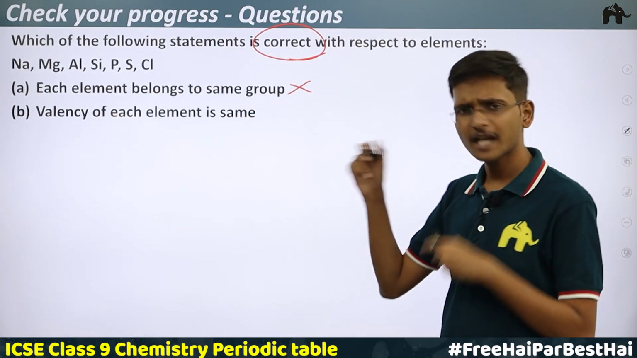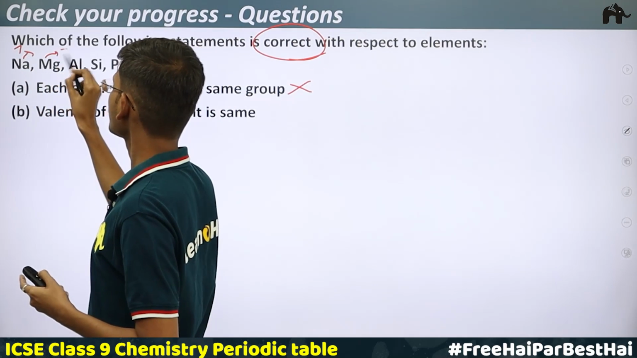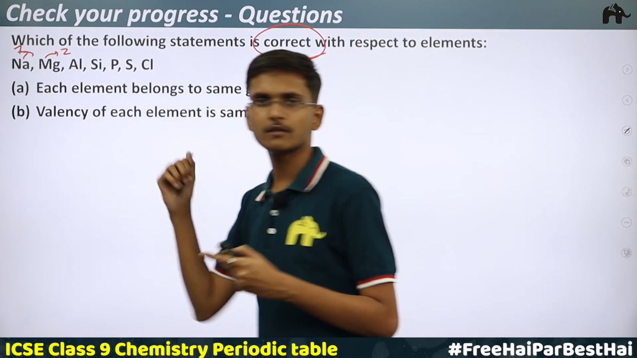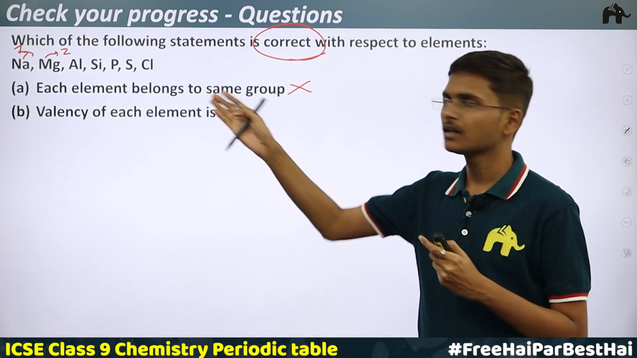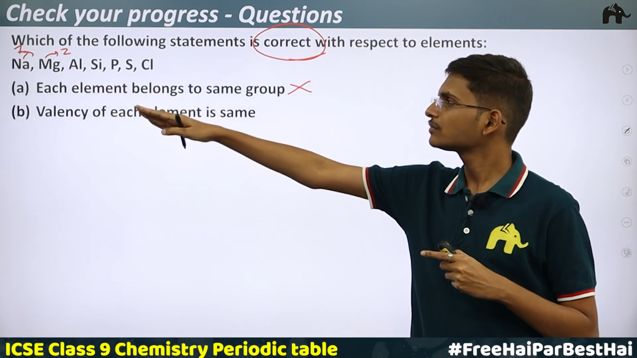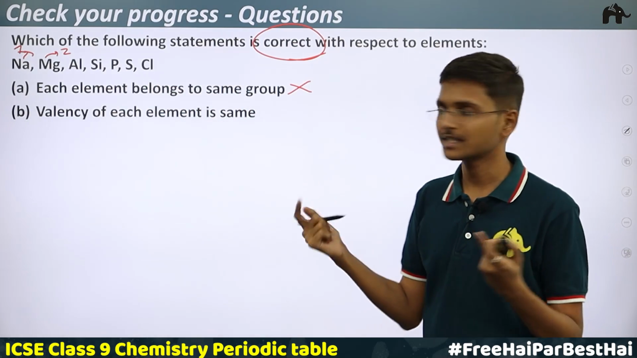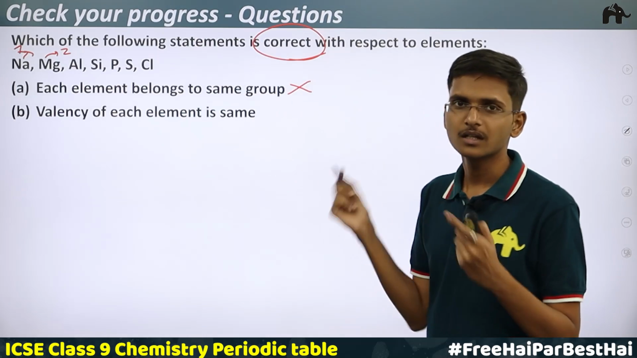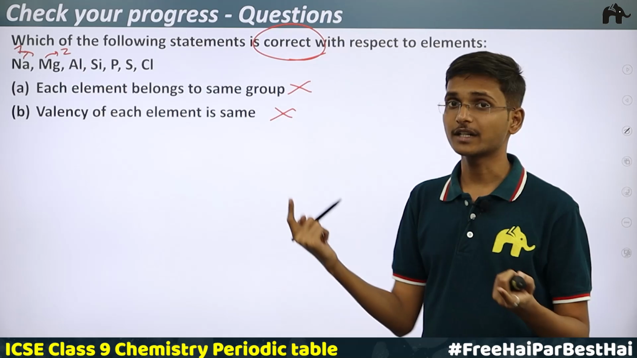Valency of each element is the same. Absolutely wrong. Sodium's valency is 1 and magnesium's valency is 2. If you know the valency concept and remember the valencies, it would be very easy for you. Sodium's valency is 1, magnesium's valency is 2. So no, the valency of each element is not the same. So it is also an incorrect statement. Okay, we need to find the correct one.